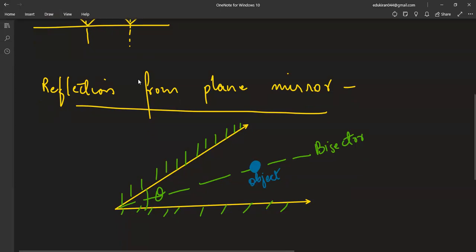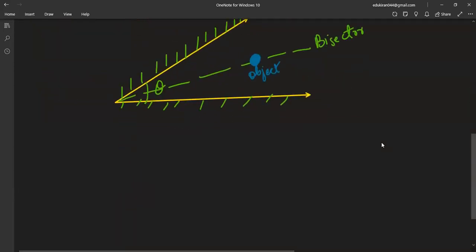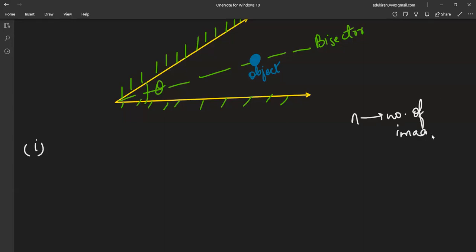Now the number of images that are found. All right. When you have inclination, you have to find out the number of images. So see, not one formula is sufficient. You have different formulas. First is, see, if they are inclined by some angle, let's say theta, and the number of images that are formed, let's take this as n. Number of images. And theta is the angle between the mirrors.